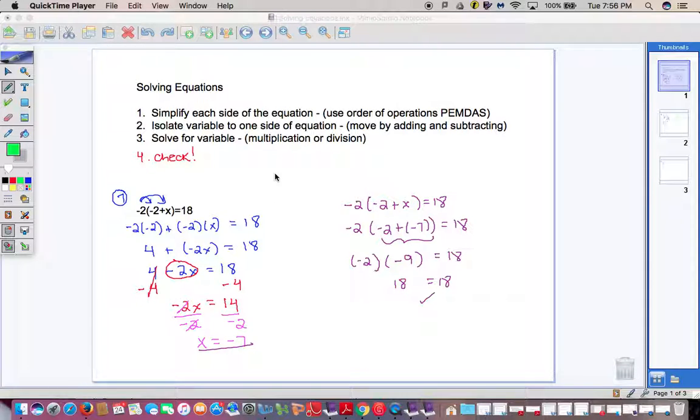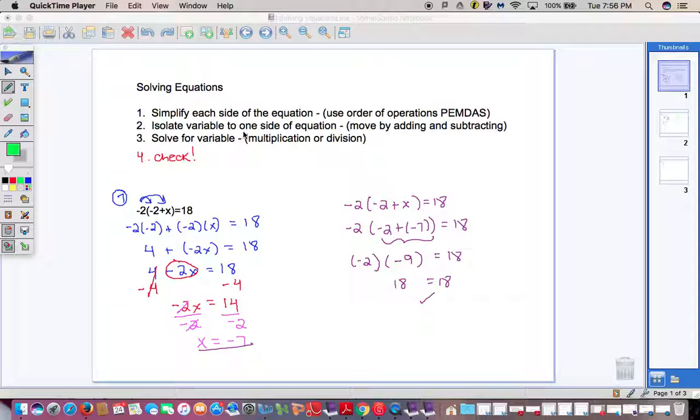Let's look at one more problem with solving equations. Again, the basic steps are to simplify each side of the equation. We do that using our order of operations. The second step is to isolate the variable term to one side of the equation. We do that by adding and subtracting.